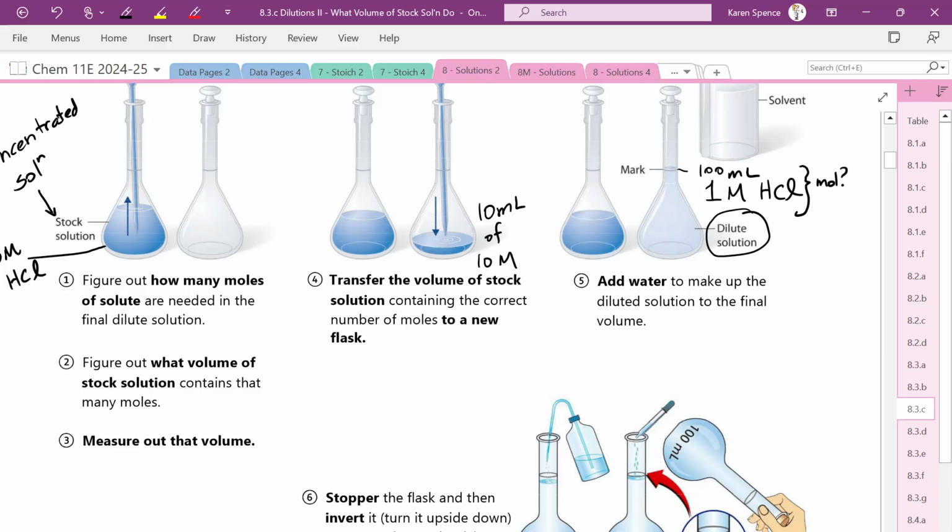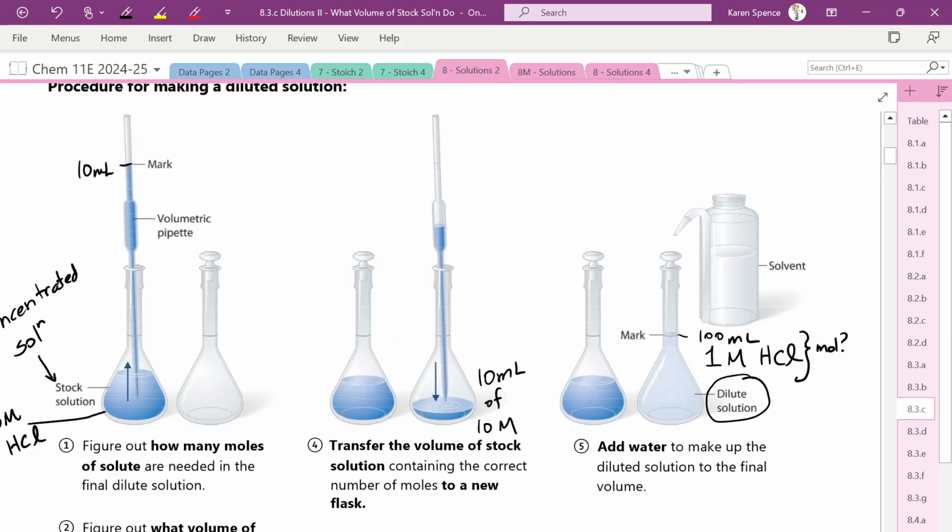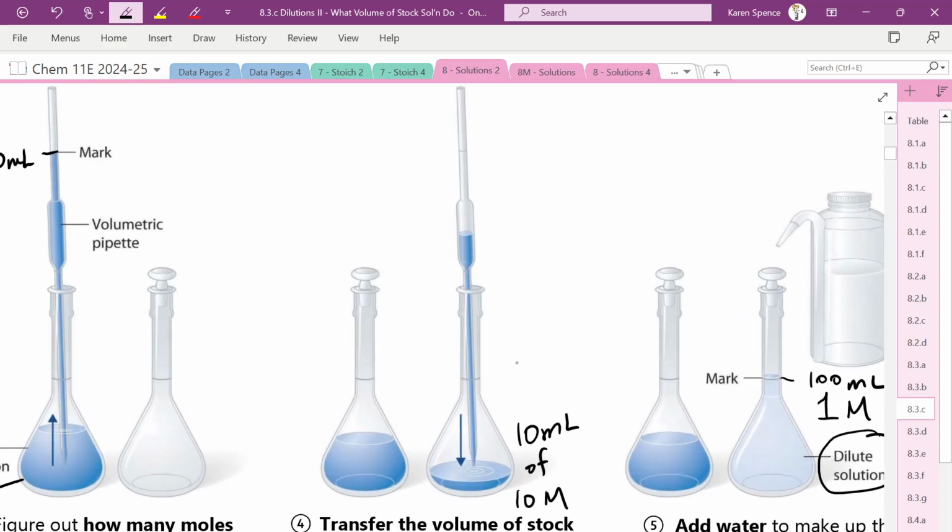And don't forget, this is very much the same as our other method of making solutions, which was to put the solid in the flask and then fill it with water to the mark, and then stopper it and invert to mix. So this one, instead of putting the solid in the flask, we put the stock in the flask.